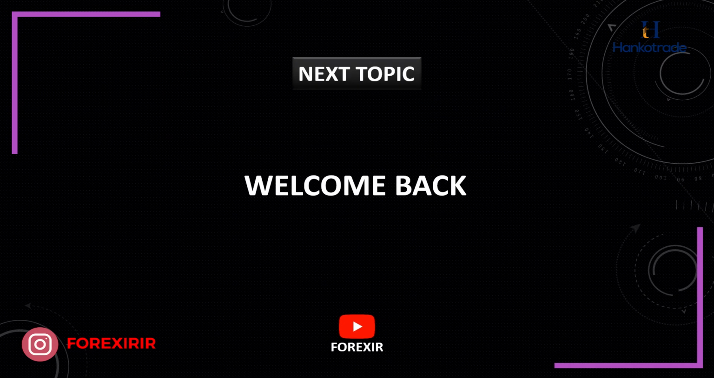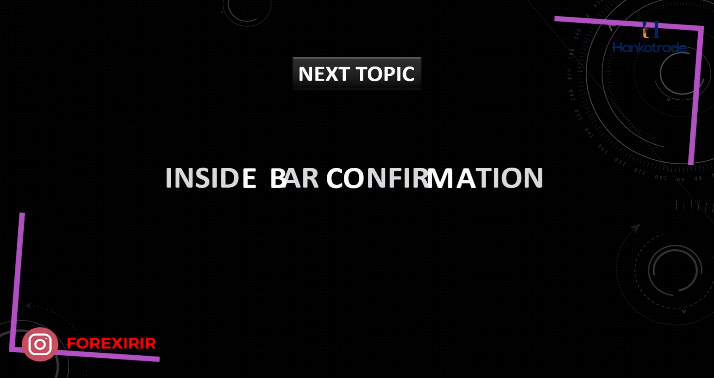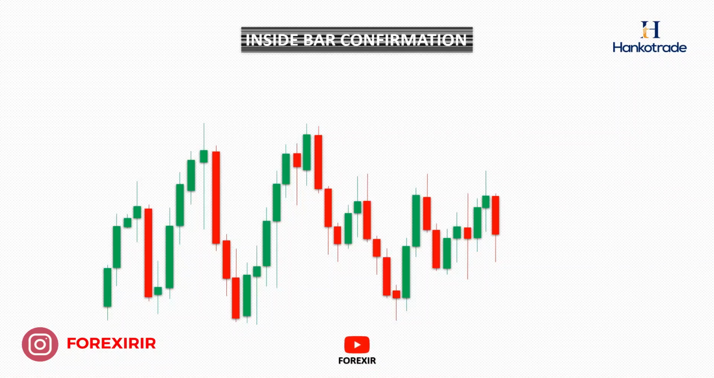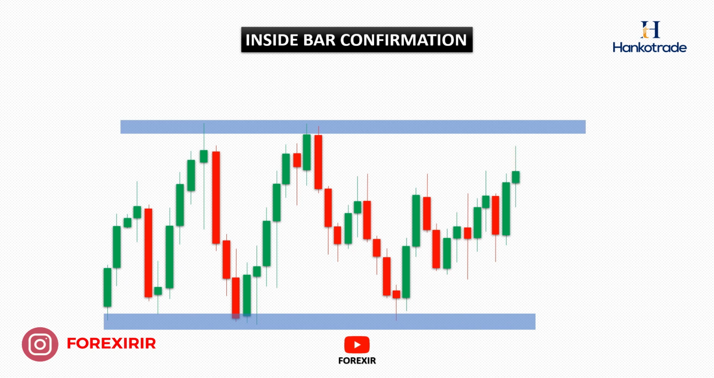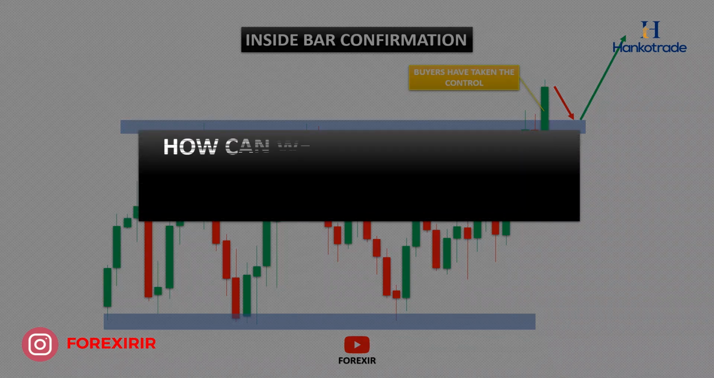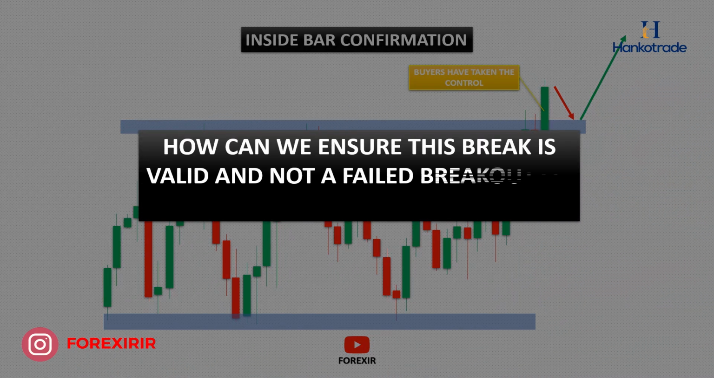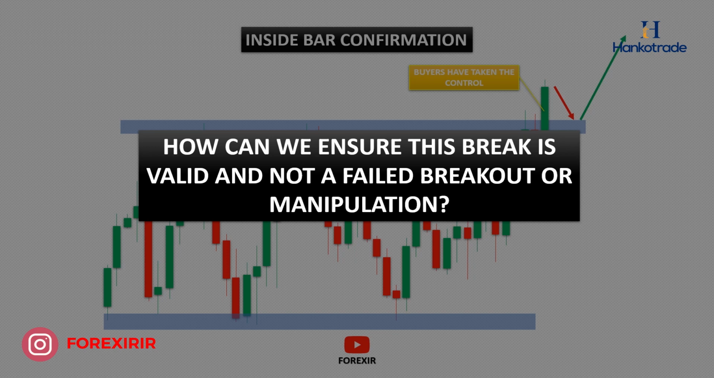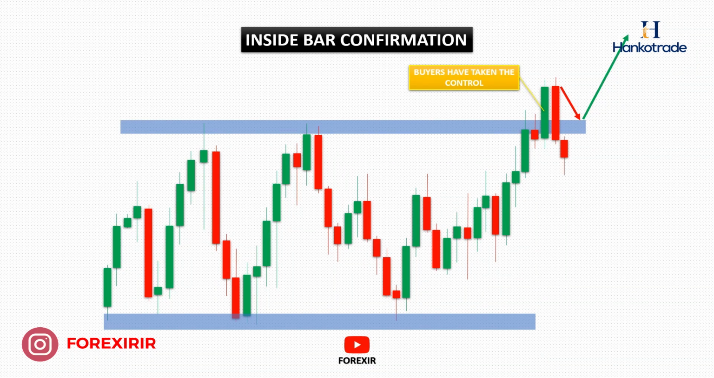Welcome back, and let's get into the number one price action signal, the inside bar confirmation. Imagine we are in a ranging market where the price has been trapped in a box. Then, it breaks and closes above the resistance level, indicating that the buyers have overcome the sellers and the market can continue pushing upwards. However, how can we ensure this break is valid and not a failed breakout or manipulation? Because the market can easily return to the range and continue pushing downwards.